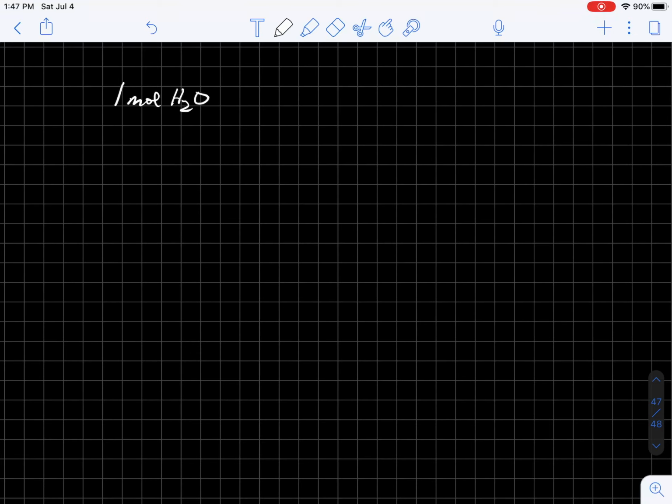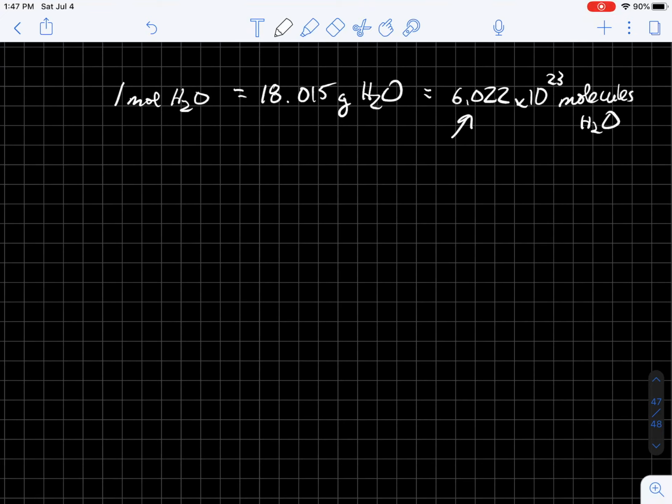For instance, if we have 1 mole of water, last video we calculated that would be 18.015 grams of water, and that a mole represents 6.022 times 10 to the 23rd molecules of water. So this video is about being able to interconvert between those three ideas. So this number is the Avogadro constant. You do not have to memorize that number. That'll be given to you on the formula sheet.